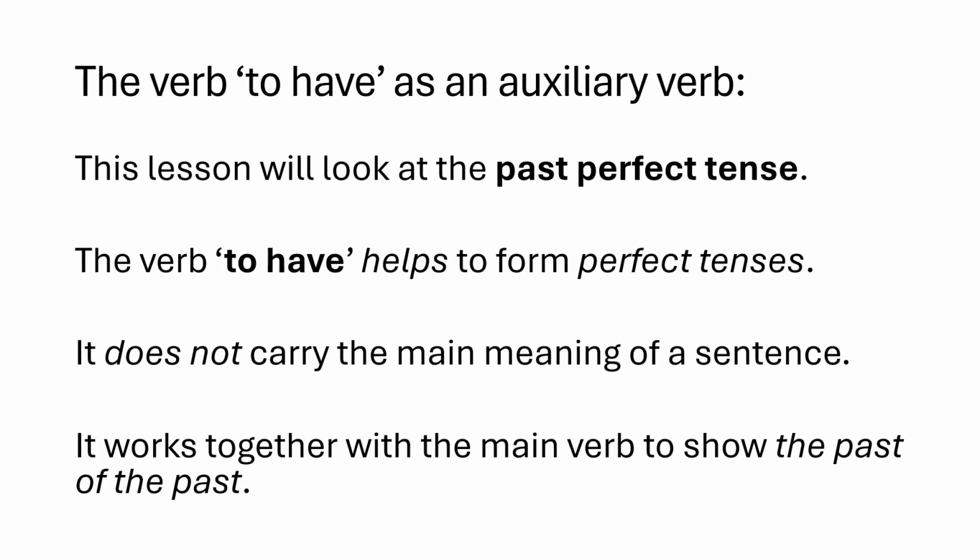This lesson will look at the past perfect tense. The verb to have helps to form perfect tenses. It does not carry the main meaning of a sentence. It works together with the main verb to show the past of the past.